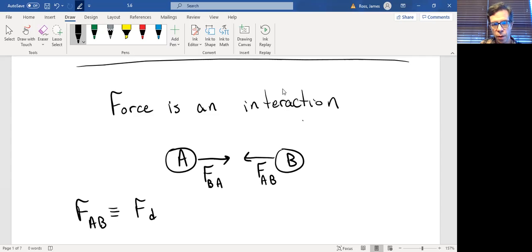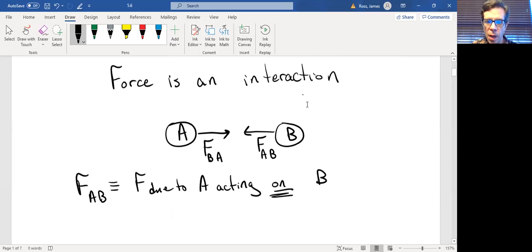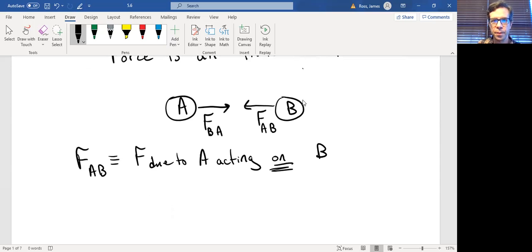force due to A acting on B. All right, key word there is the on, right? You could just read this force A on B, right? Force of A on B. All right, so now that we've got our notation down, let's look more at what Newton's third law actually says.